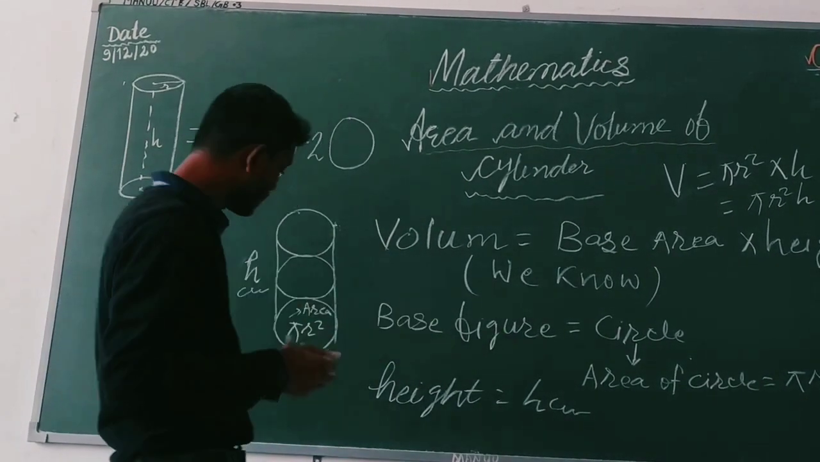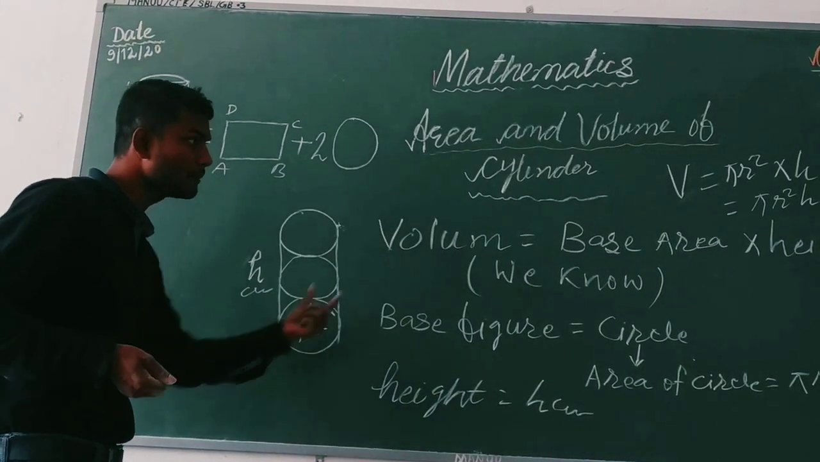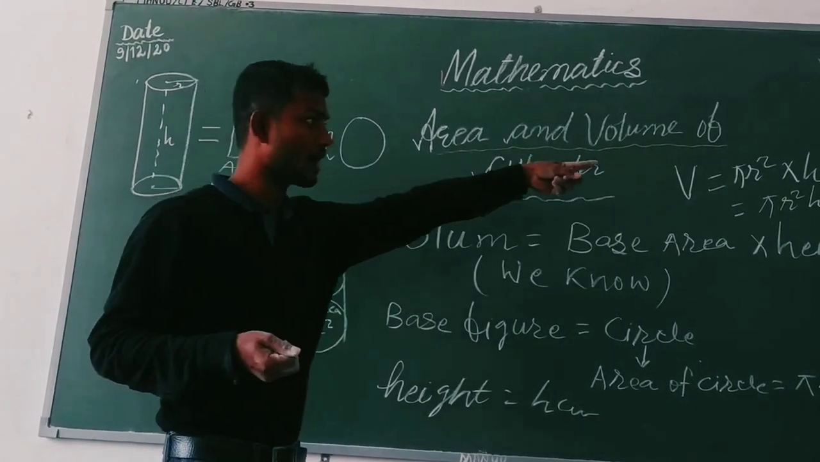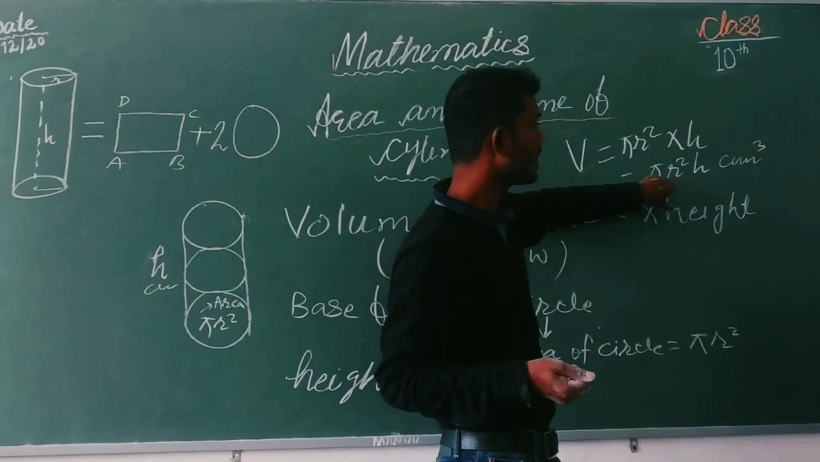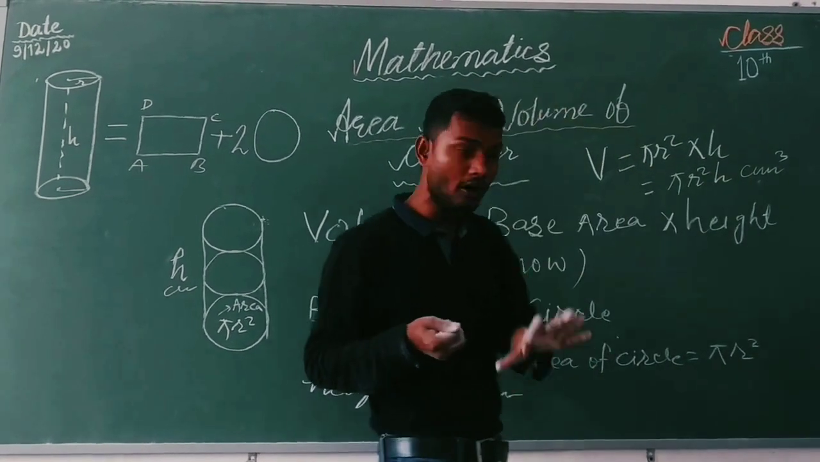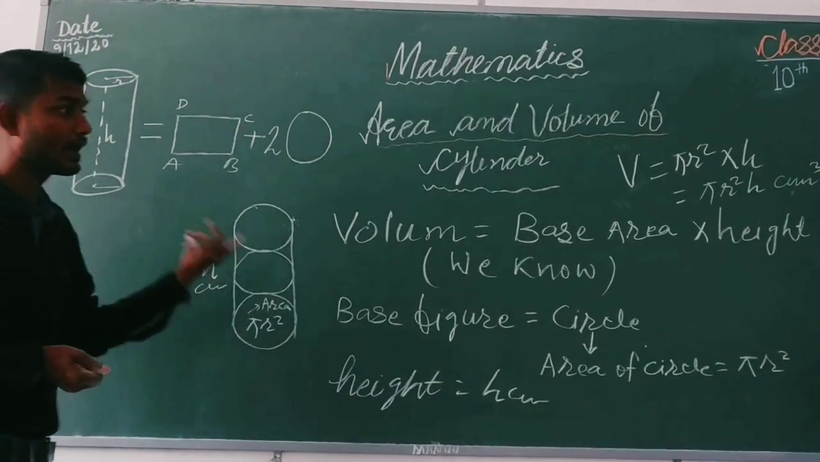Base area is pi r square, since the base figure is a circle and the area of a circle is pi r square. The height of the cylinder is h. So the volume of the cylinder is base area into height, pi r square h centimeter cube, if the height is h centimeter.